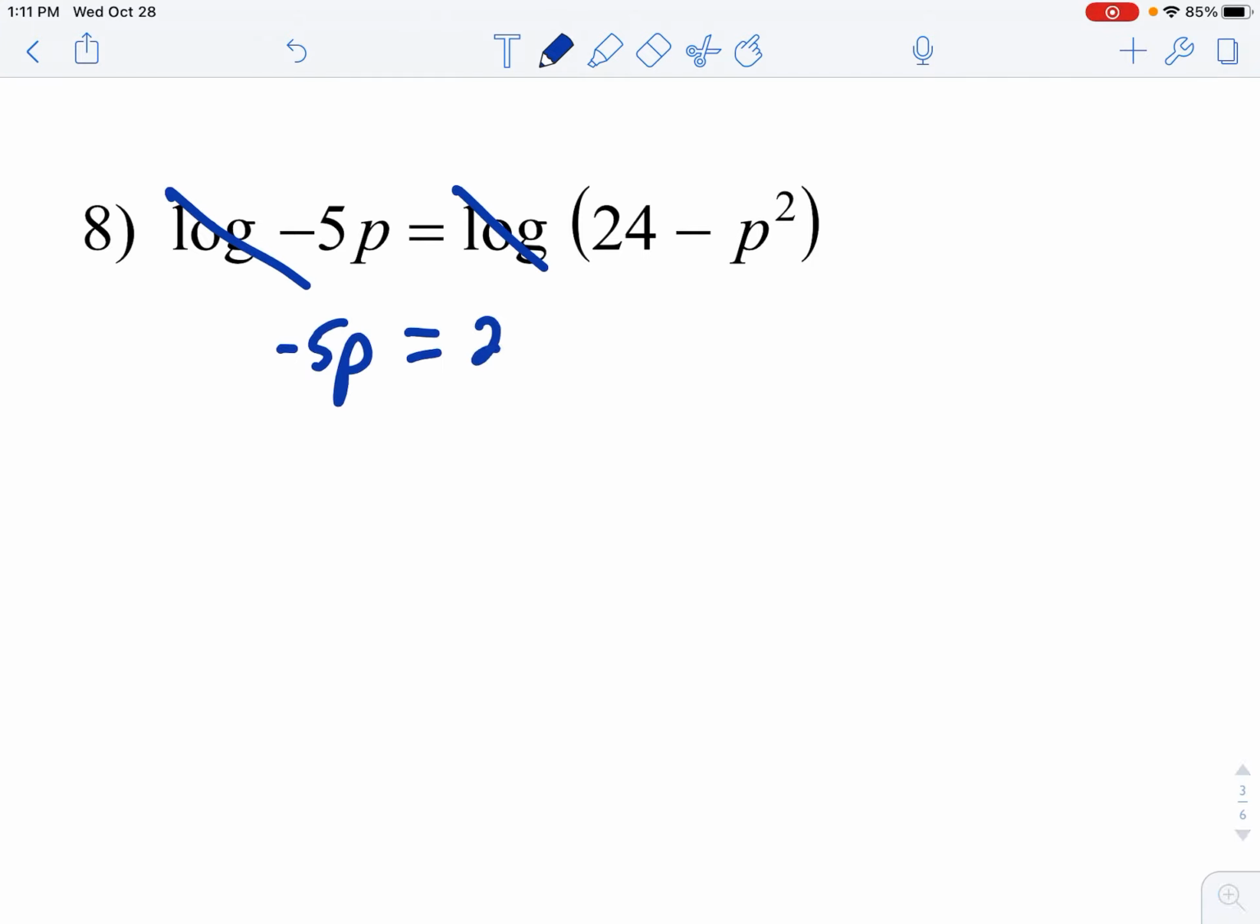So anyway, it crosses out, leaving negative 5p equals 24 minus p squared. We want everything on one side, 0 on the other. I also don't like negatives in front of my squared term.